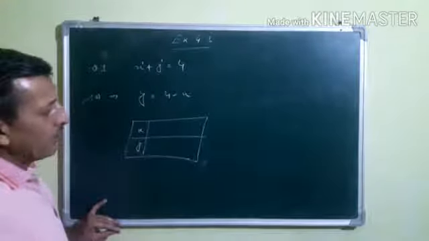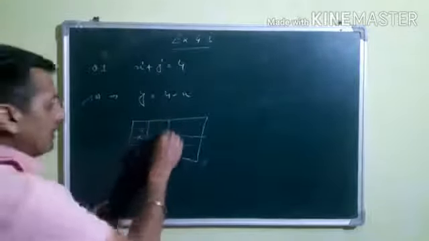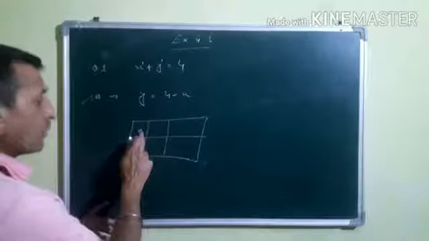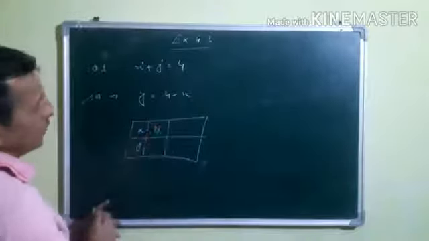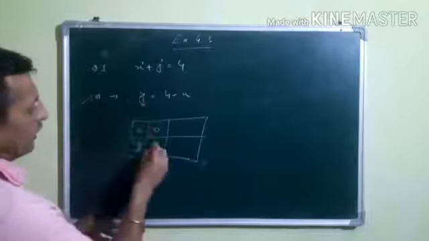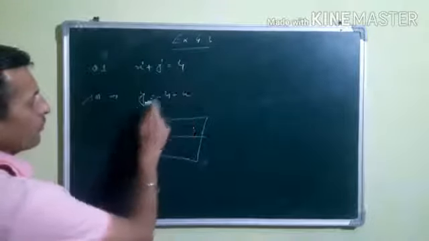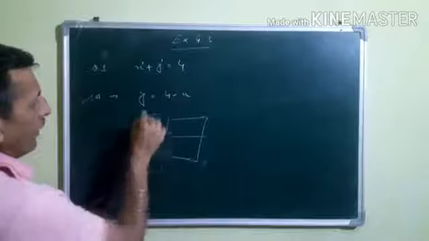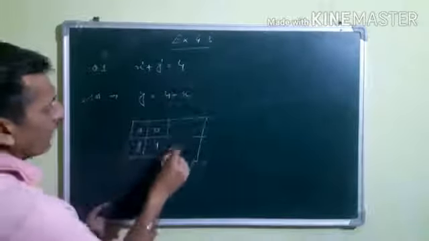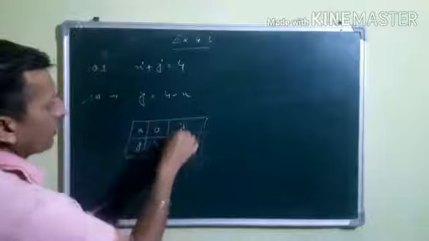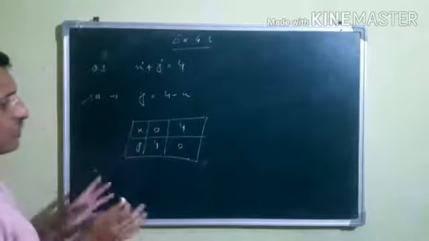And the easiest way is that in the first case you can put x is equal to 0, and then you can find the value for y. So when x is equal to 0, y is equal to 4, and when y is equal to 0, in that case x is equal to 4. Why am I taking these 0 points?